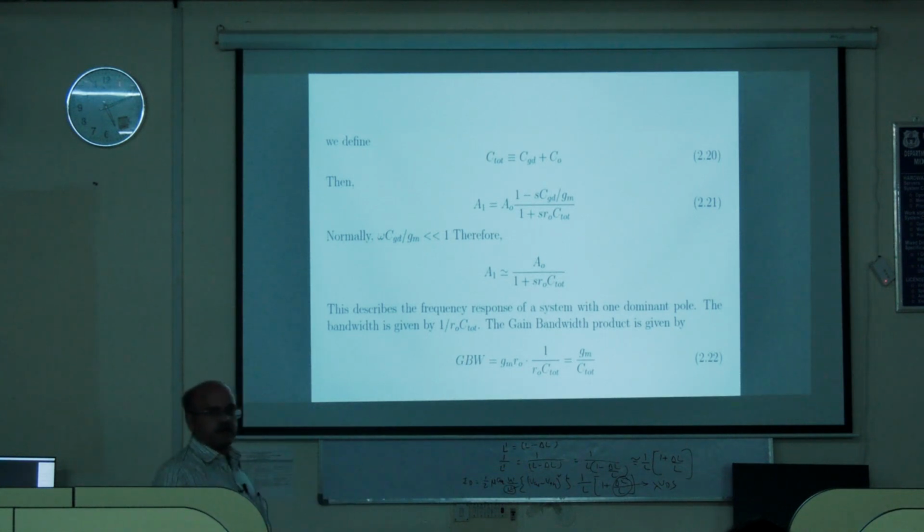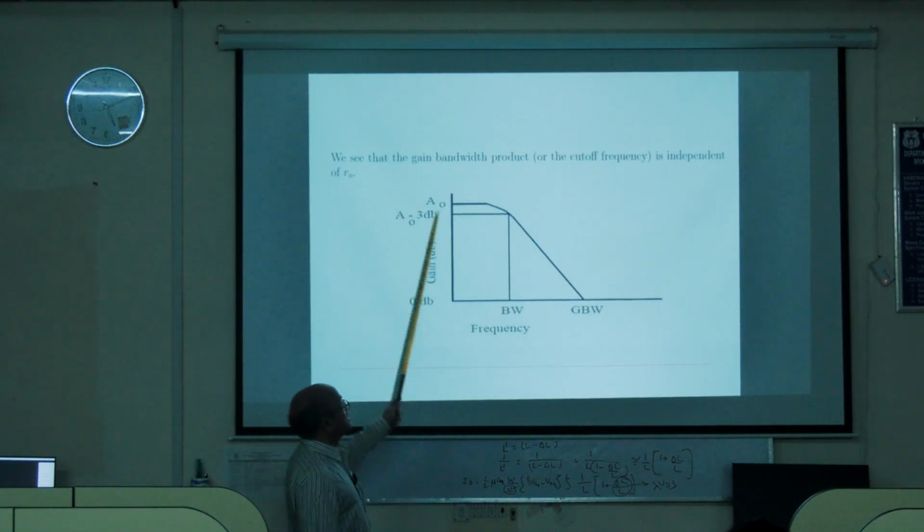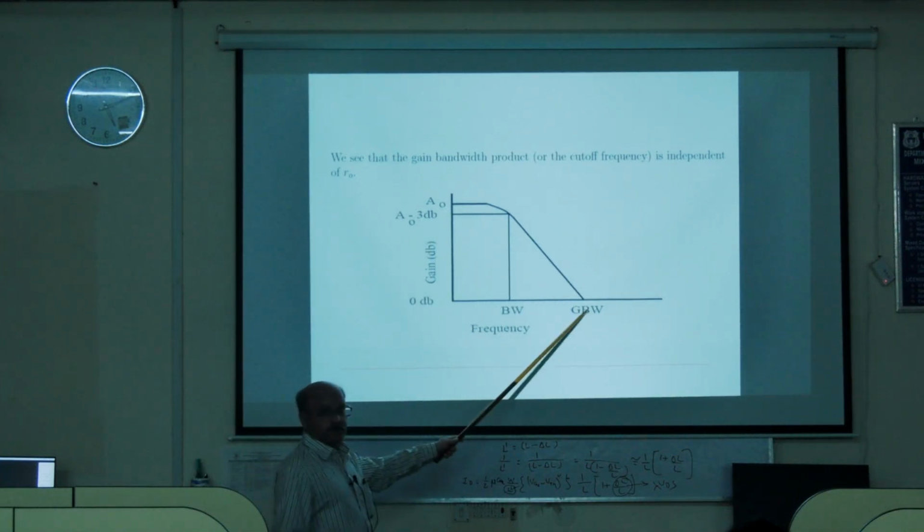Or the gain output becomes equal to input here, right? So this is the gain bandwidth product here. So as frequency increases, this becomes unity. Okay.